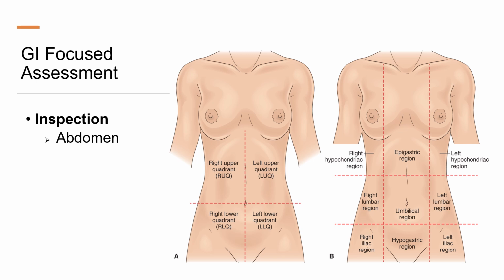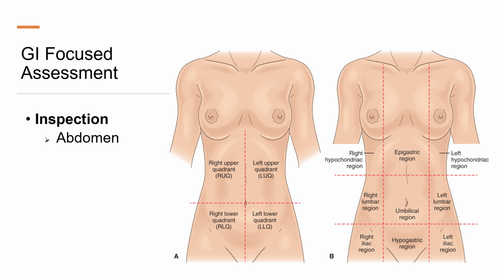We want to note any kind of color changes in the skin, lesions, scarring, any superficial vessels. We're looking at the shape and the contour. If the patient is obese or has a lot of adipose tissue, then their abdomen may be round. You don't want to confuse that with abdominal distension.